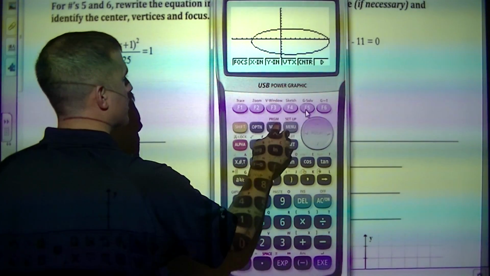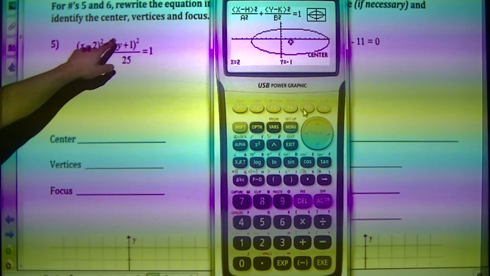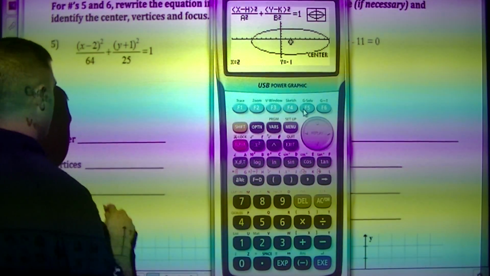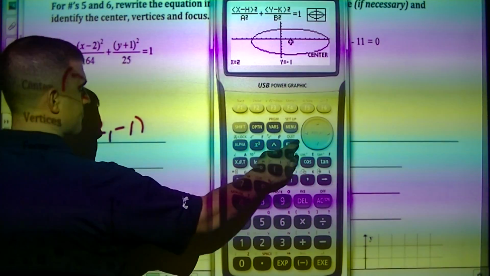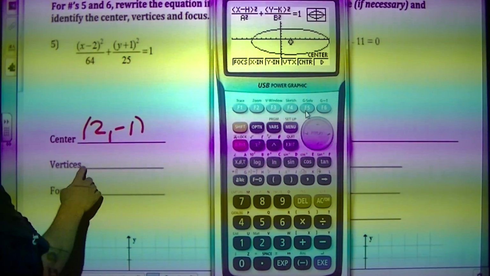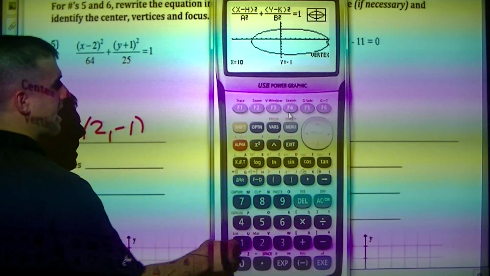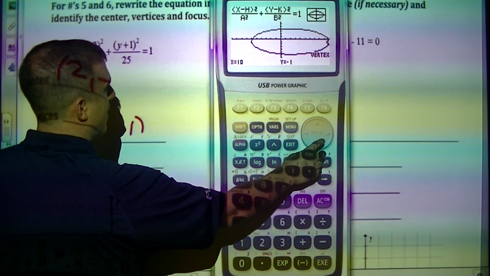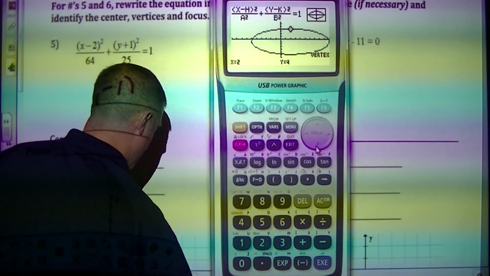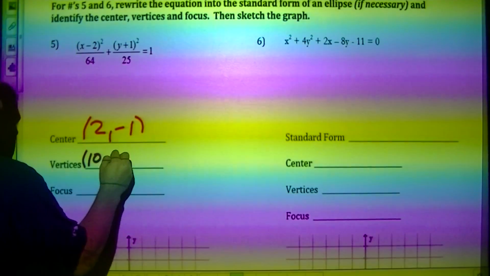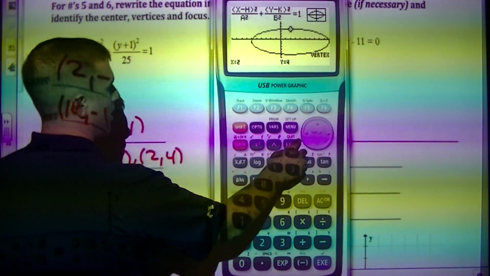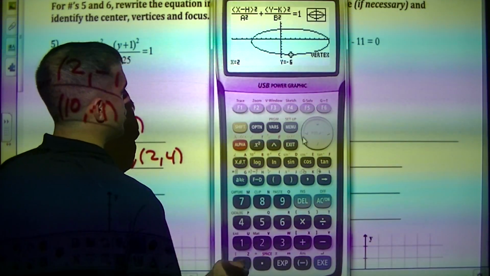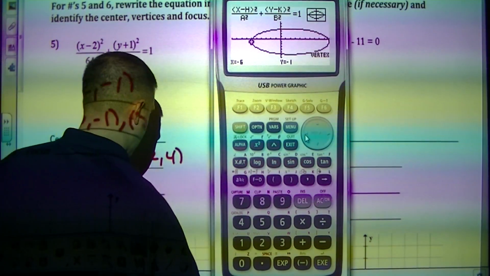G solve center. I know I have the right center: 2, negative 1, because it's always opposite there. So 2, negative 1 is that center. Now G solve, I want to find the vertices. That's 10, negative 1. I can just move around and find them all. 10, negative 1 and 2, 4. Let's keep going. 2, negative 6 and negative 6, negative 1.